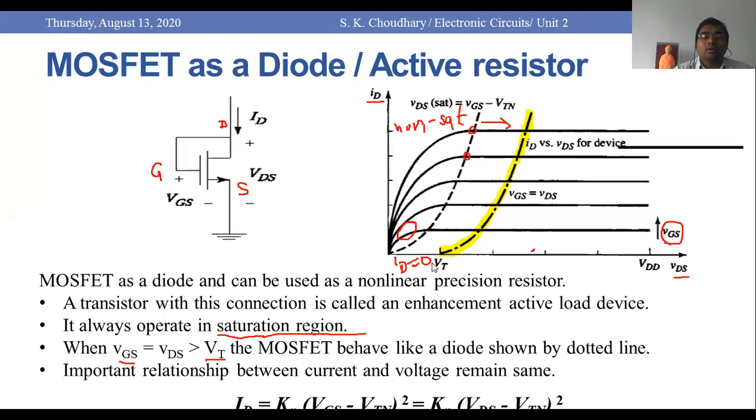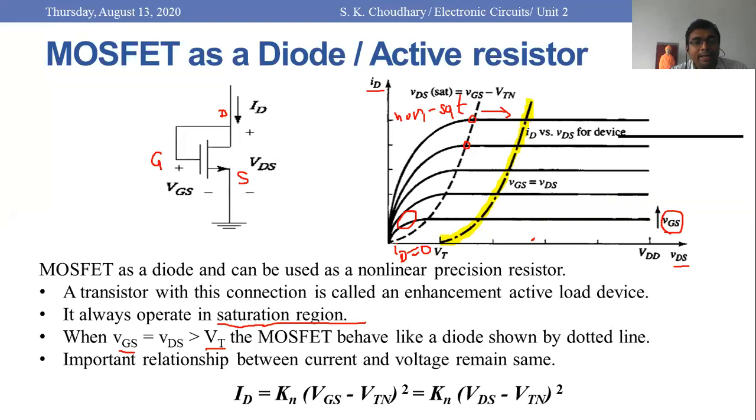But when your VGS is more than the threshold value, your current would be rising exponentially, and you can see that it would be like the structure of a parabola. So now the current and voltage relationship is this. It is indicated on the slide. ID is equal to Kn (VGS minus VTn) whole square, and now your VGS is equal to VDS. So this is the new formula for the current.